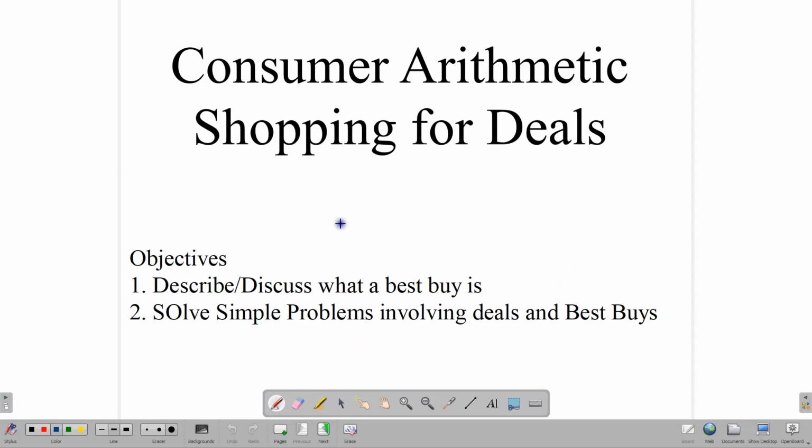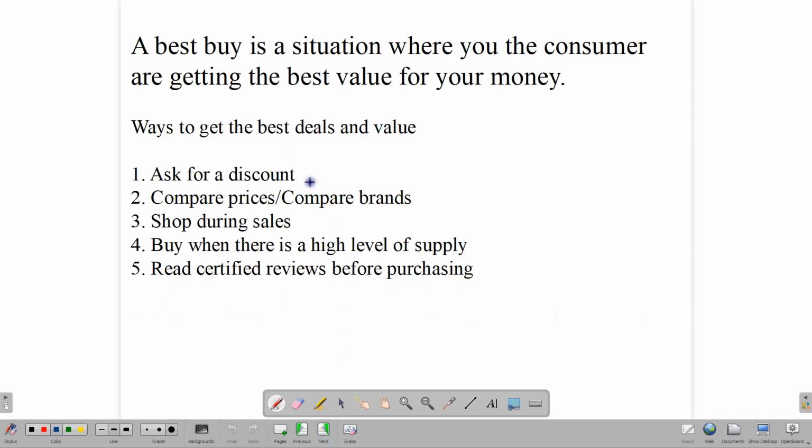We are looking at consumer arithmetic in this lesson, and we are talking about shopping for deals. We have two objectives. The first objective is to discuss what a best buy is, and the second is to solve simple problems involving deals and the best buys. So let's talk briefly about what a best buy situation is. A best buy situation is one where you, the consumer, are getting the best value for your money. Simply put. And there are some tips and tricks that we can use to ensure that we get the best buy and the best deal, the best value for our money.